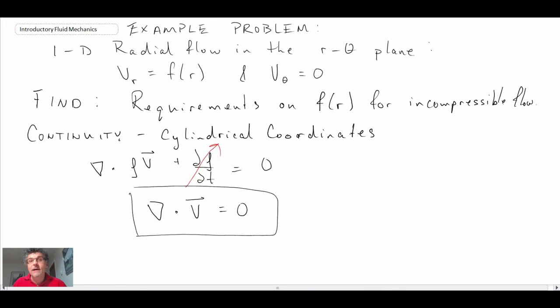Let's rewrite that now in terms of cylindrical coordinates, and then we'll play around with the math and see if we can figure out what the functional relationship should be for the velocity in the radial direction. So del dot v equals zero, writing that in cylindrical coordinates, what we have is the following.